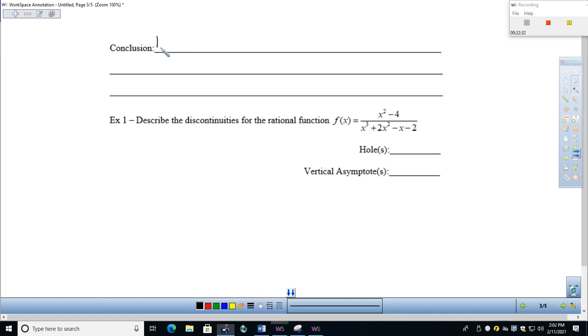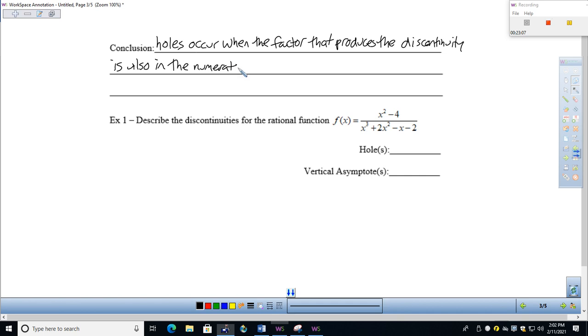So holes occur when the factor that produces the discontinuity is also in the numerator. And we'll solidify this with the next example, by the way. Okay, so that's when we got a hole.